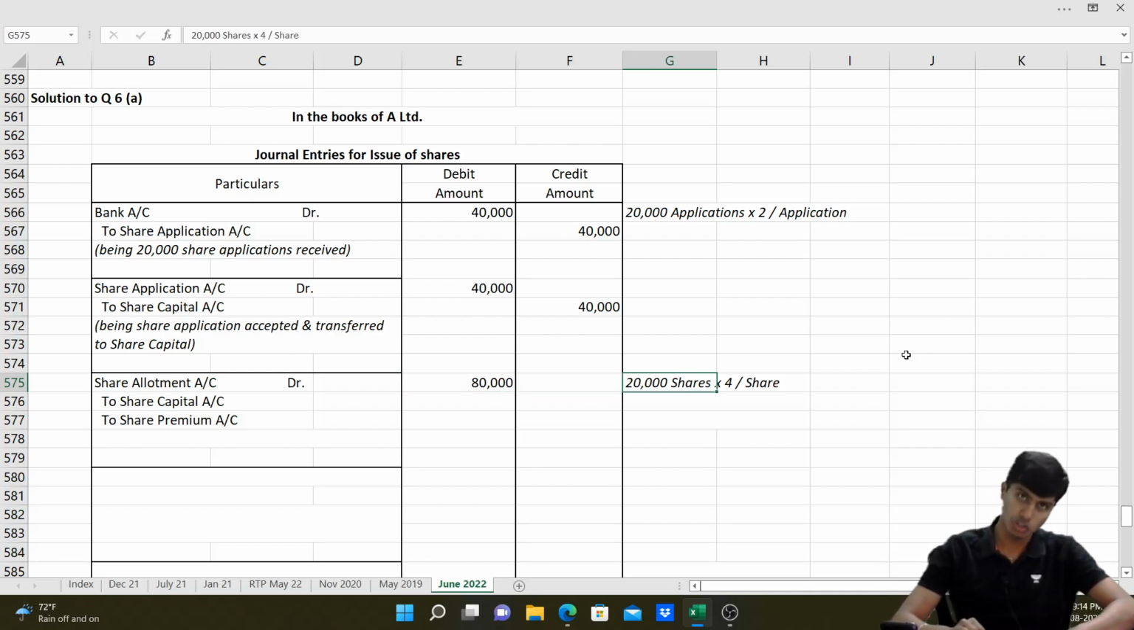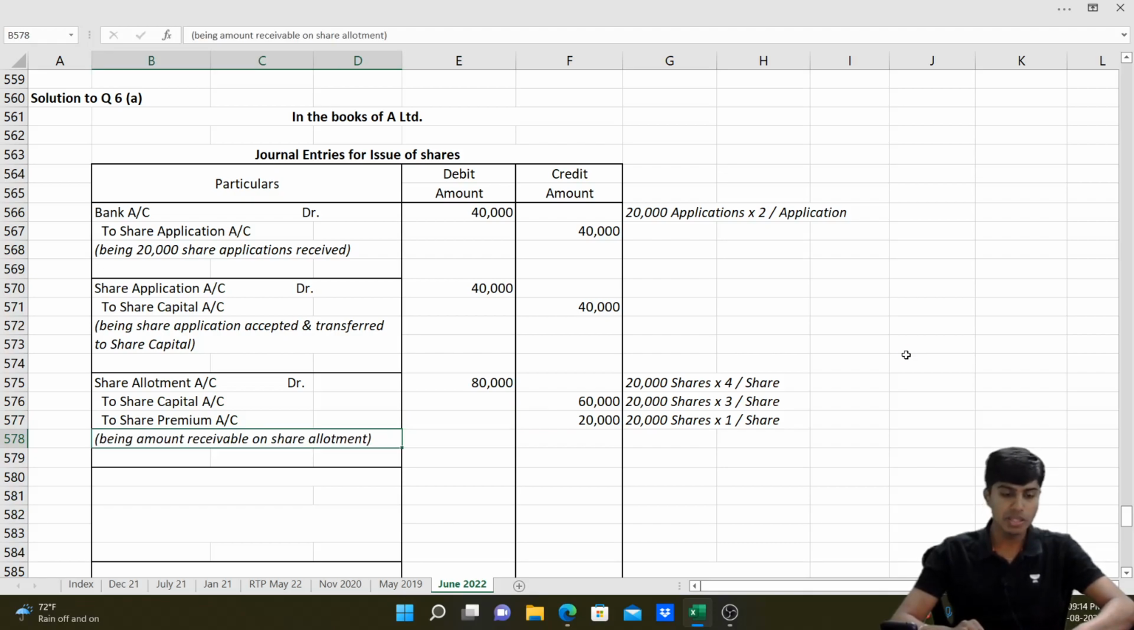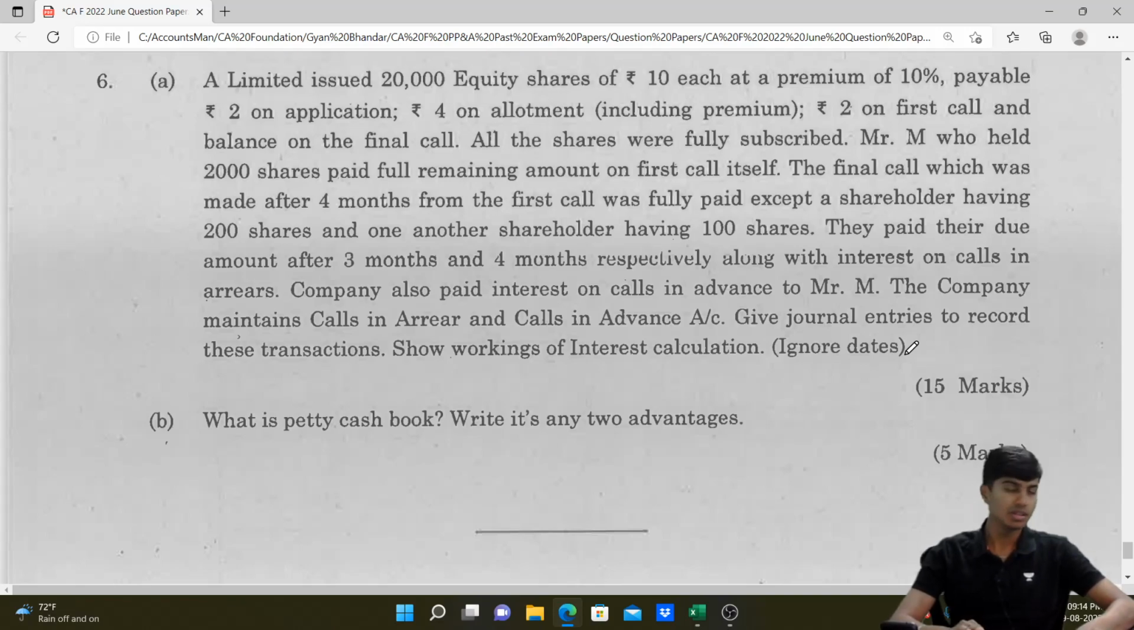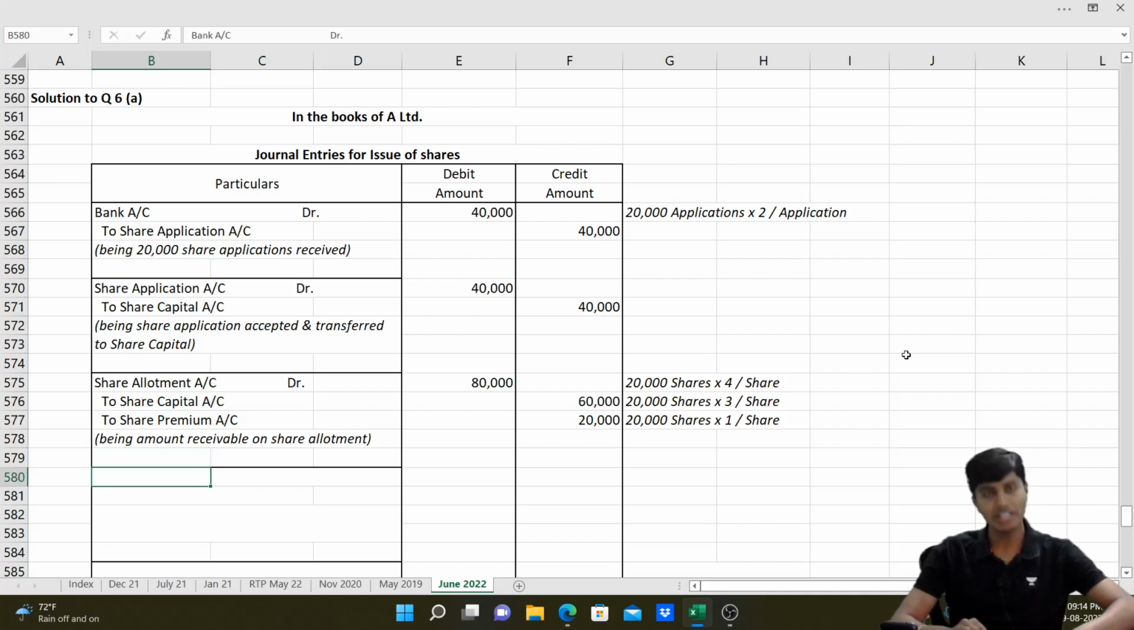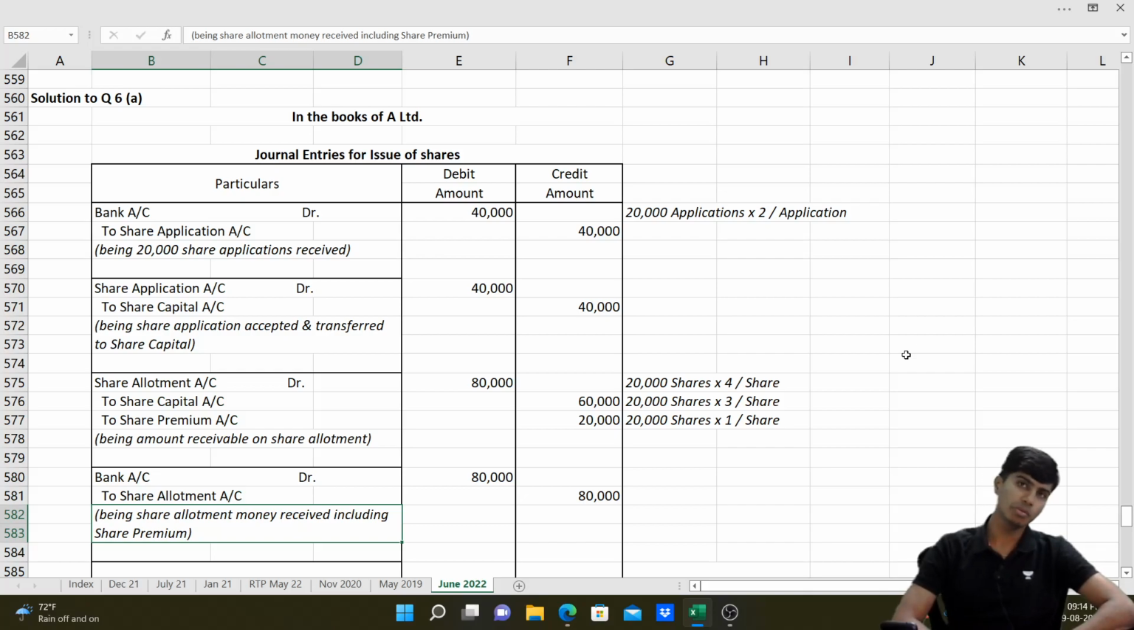Out of this, 3 rupees is towards nominal value, 20,000 into 3 will be credited to share capital account, and 20,000 into 1 will be credited to share premium account. So this is being amount receivable on share allotment alongside with premium. Done. For this, we need to write an entry for receipt which is duly received. There is no problem. And calls in advance of Mr. M is coming in first call. So allotment mein everything is fantastic, fine, and nothing new. I'll write bank account debit to share allotment account. The same amount of 80,000 is correctly received, nothing wrong there. Being share allotment money received along with share premium.